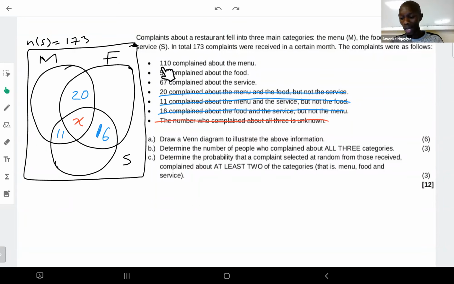So we will say 110 minus 20 minus x minus 11 to get what we are going to write there. That is what we are going to do. We were going to put 110 there if that statement had an only. If they said 110 complained about the menu only, then we were going to write 110 with no doubt. But there is no only at the moment. So let us accommodate for the things that are already there in that circle. That is 110 minus 20 minus 11 minus x. So did you get what I just explained?